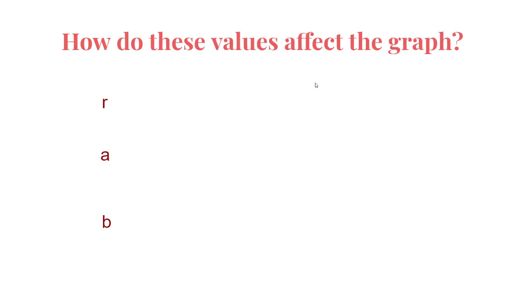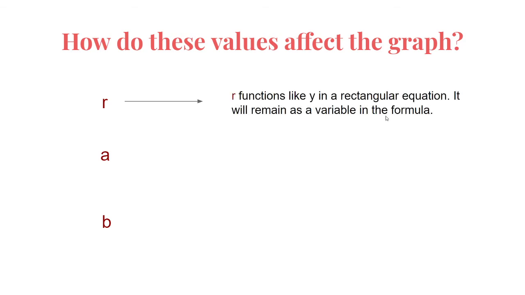So what do these values have to do with the graphs? Well, when you graph the equation, r will be the output you're getting, so you don't actually change r. You won't put in a value for it. You'll put in a value for theta and then get the value for r. I talked about that a little bit. So r is like the y value in a rectangular equation.